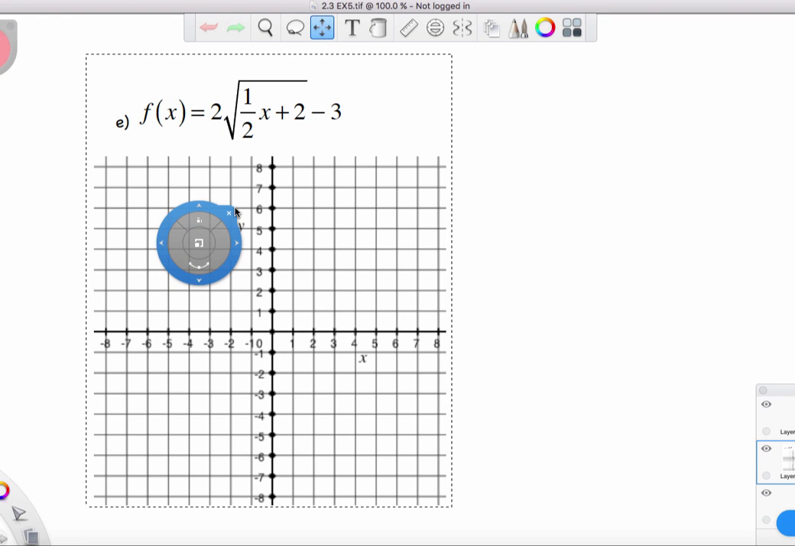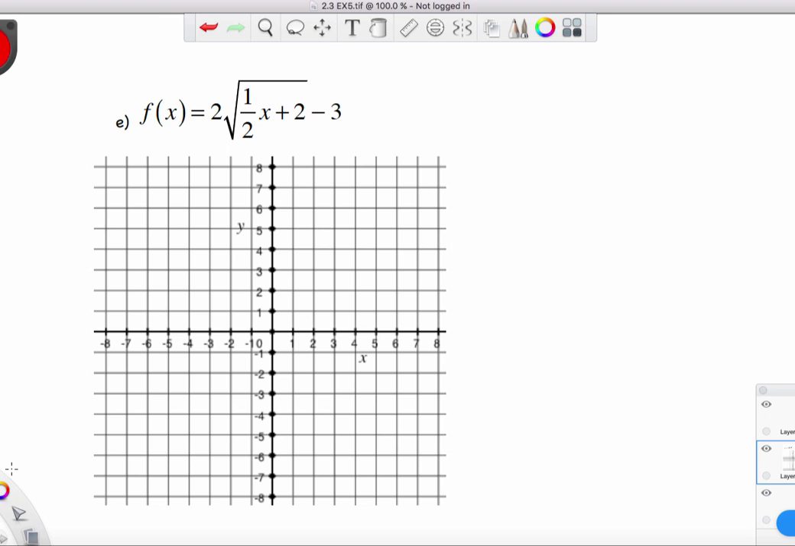Okay, example E. We need to rewrite this in the proper format for analyzing and graphing using transformations. So I am going to do that before we start figuring out all the transformations that we need. On the inside of the function, I cannot have that 1/2 directly next to the x.